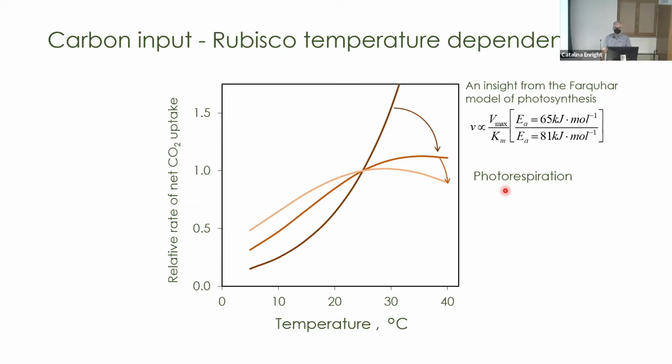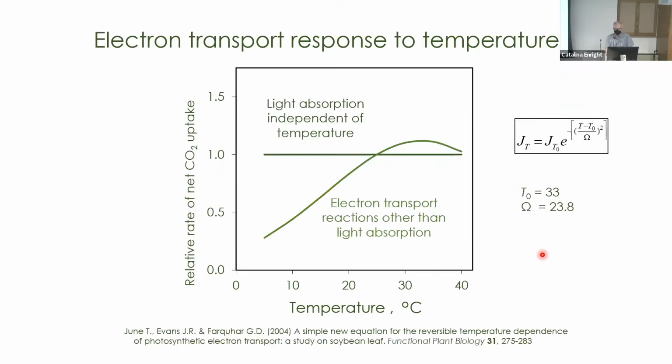You may know this process of photorespiration where oxygen is fixed instead of carbon dioxide. And that increases with temperature faster than does carbon fixation. And so that changes that relationship a little bit more. So Rubisco is less temperature sensitive than you normally would think in the plant.